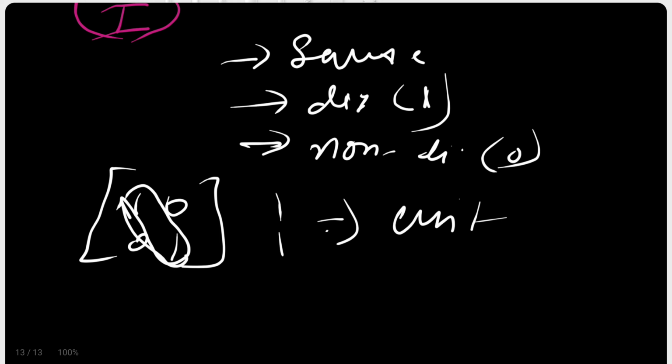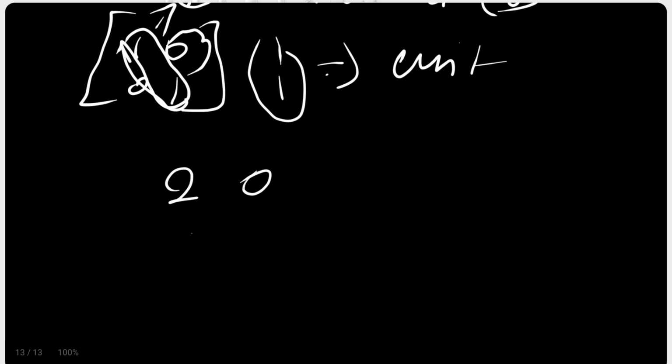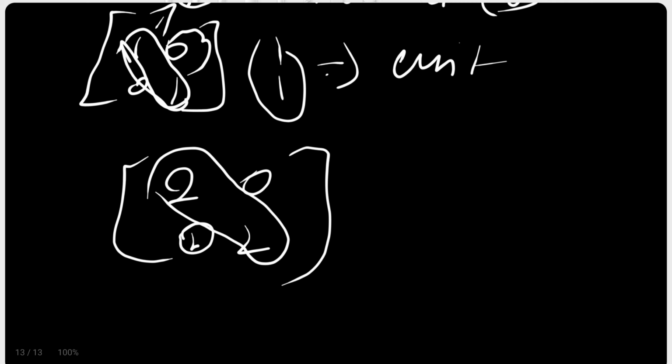The diagonal will be always 1. The diagonal which we see always has to be 1, and after that the non-diagonal elements all have to be 0. Okay, let me tell you, this 2 0 0 2. Is it our unit matrix? No, it is not our unit matrix.